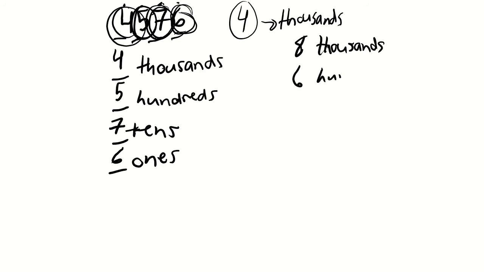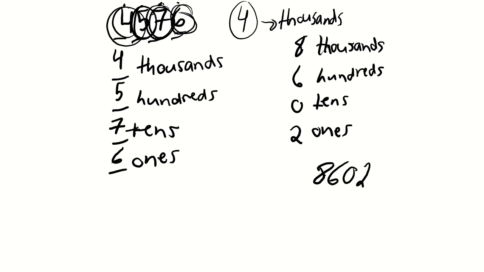And if I gave you the reverse, if I said 8 thousands, 6 hundreds, 0 tens, and 2 ones, what number would that be? Exactly. 8602. Because we know the 1s have to be the first number, tens the second number, hundreds the third number, and thousands the fourth number.